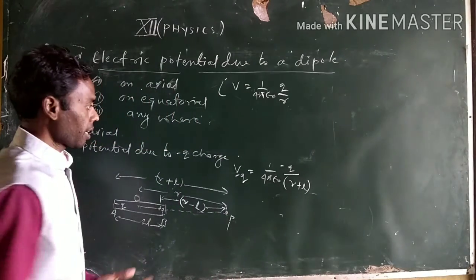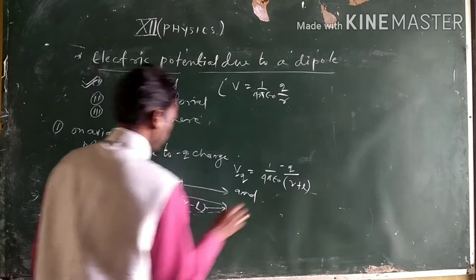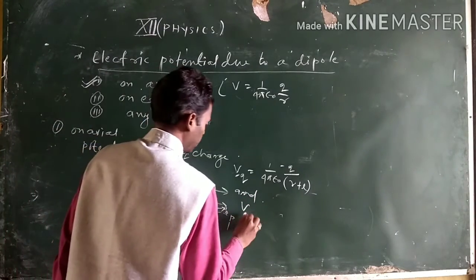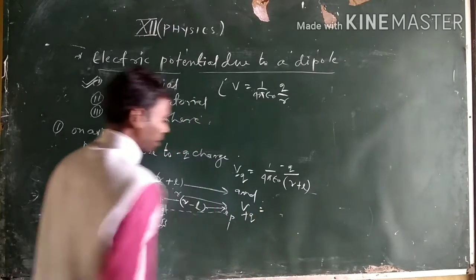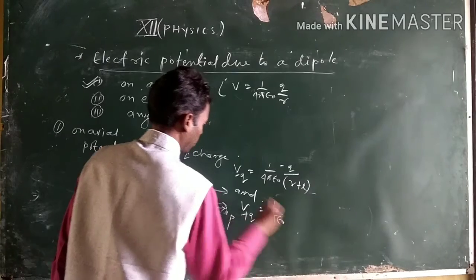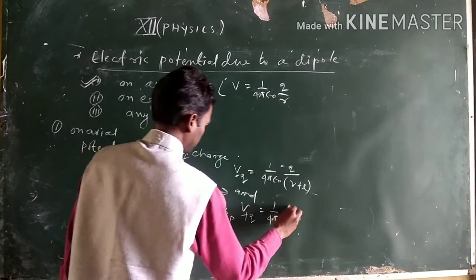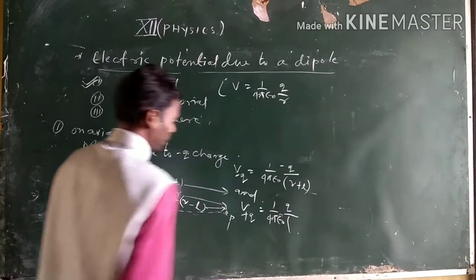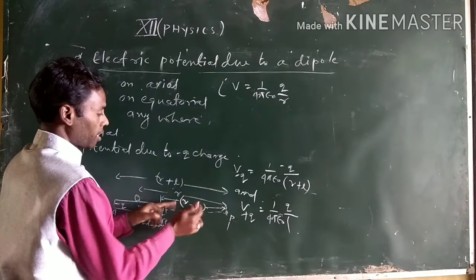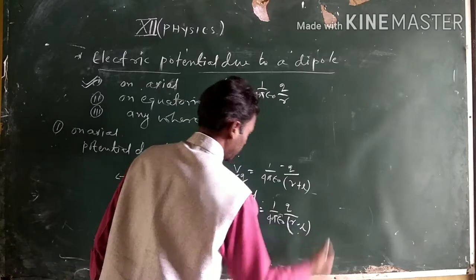Similarly, the potential due to the plus Q charge, that means V plus Q, will be the same: 1 by 4 pi epsilon naught, Q is plus on this point, Q divided by the distance from B to P, that is R minus L.